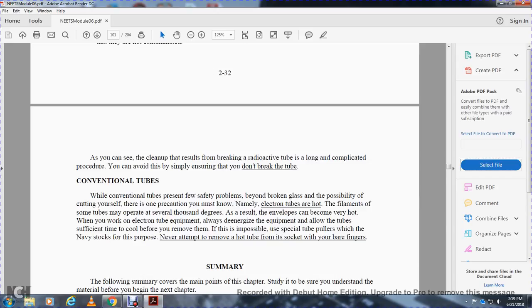Conventional tubes present a few safety problems with broken glass and the possibility of cutting yourself, with one precaution that you must know, namely that electron tubes are hot. Filaments in a tube must operate at several thousand degrees. As a result, the elements can be very hot when you work on an electron tube.